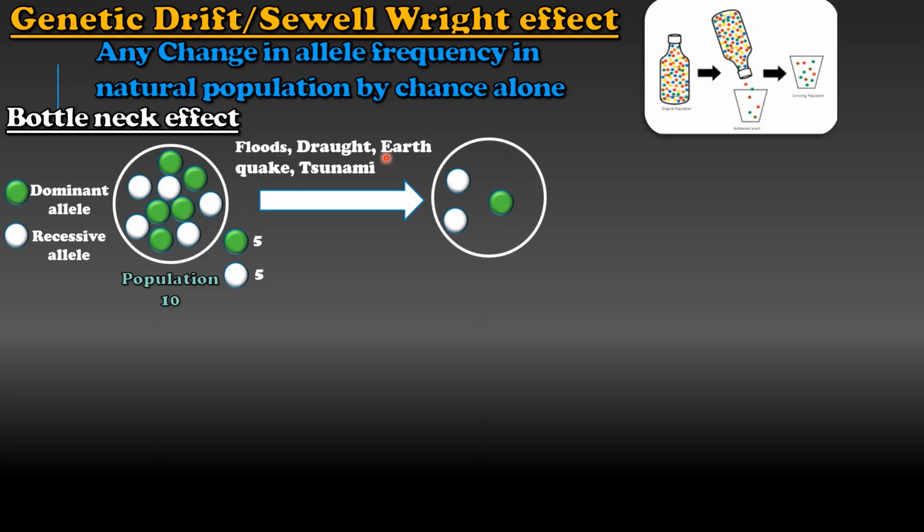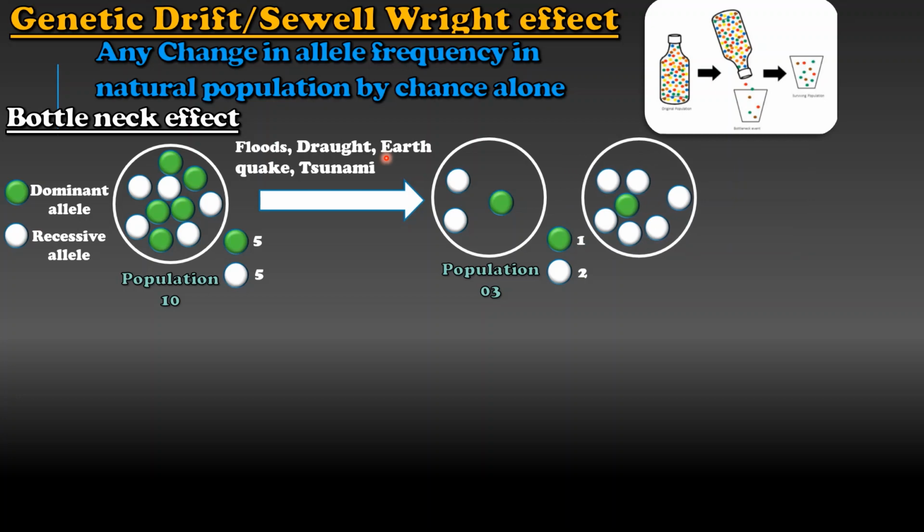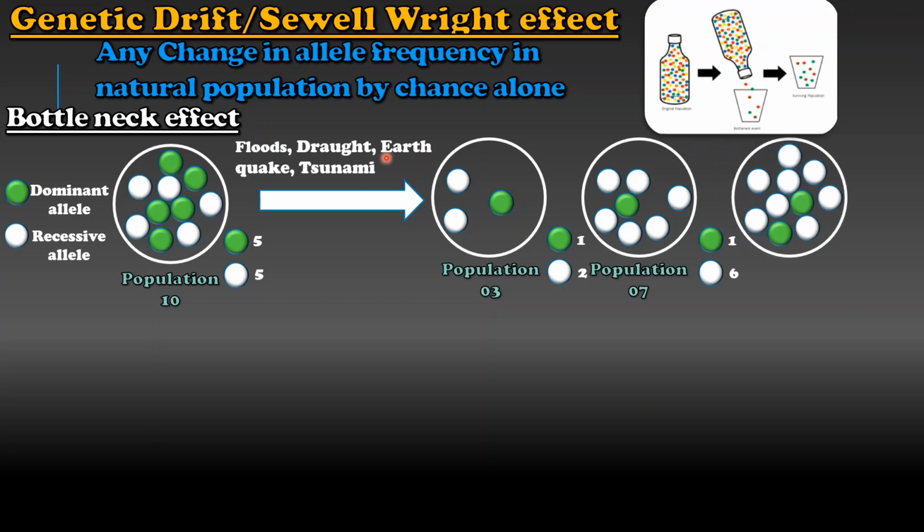Now, look at the second picture. 3 people are surviving with 2 white and 1 green allele. Now, as the condition becomes favorable, what will happen? The population size is restored with changed allele frequencies. We started with 5 green and 5 white alleles, and we ended with a population of 10 people with 2 green alleles and 8 white alleles.